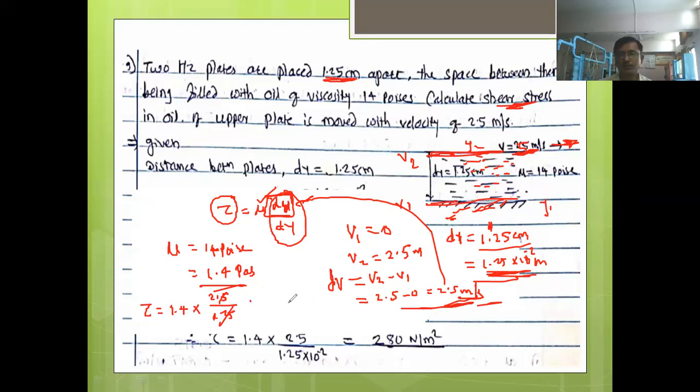Now here, once again, 1.25 into 10 to the power minus 2 that we have to write, because it is in centimeter. So conversion is like this. So this will get cancelled and become 2, and this will become power plus 2. So 1.4 into 2, it will become 2.8 into 100. So you will get here 280, single zero, not double zero, 280 Newton per meter square. Okay, and this is the answer that we have got.